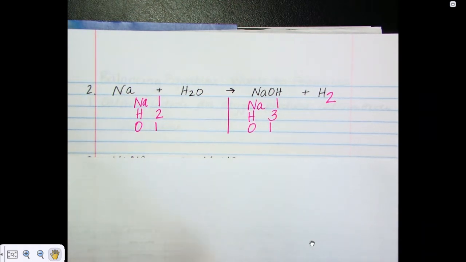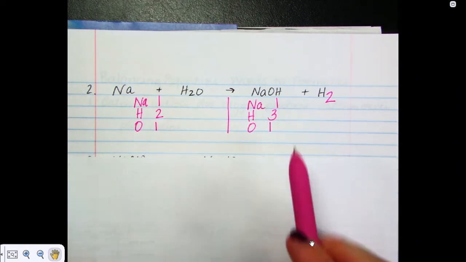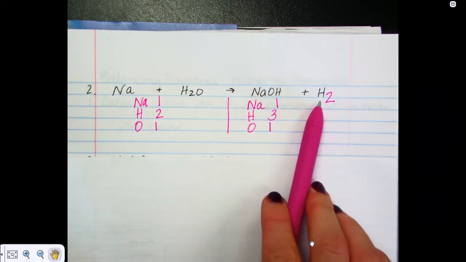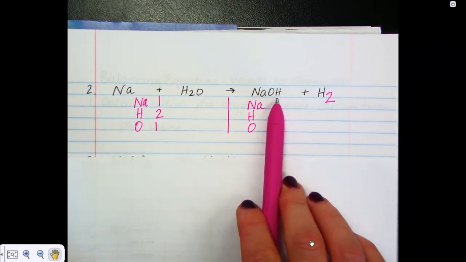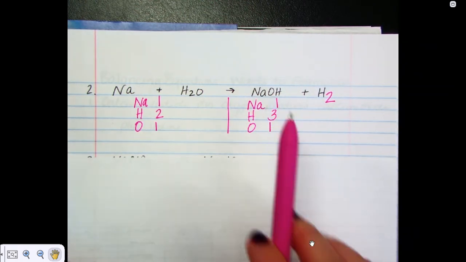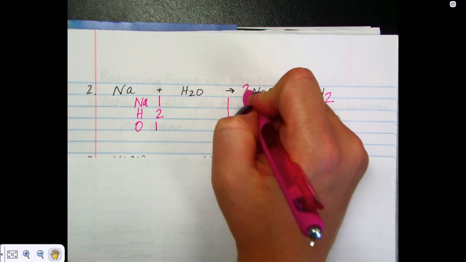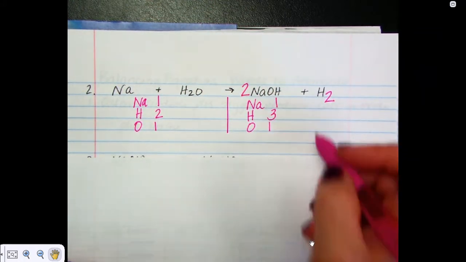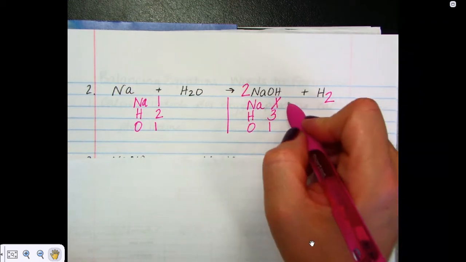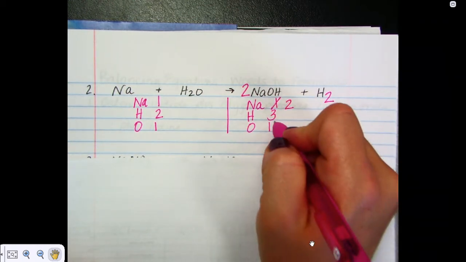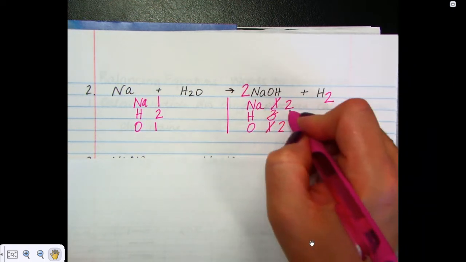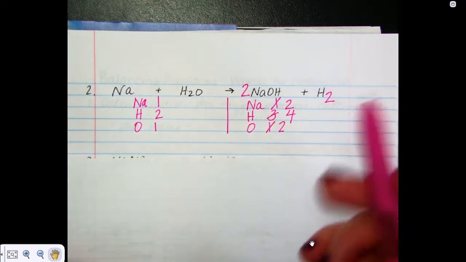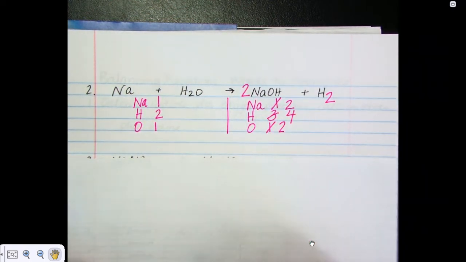The easiest thing to do when I have an odd-even problem is to make the odd side even. Well, when I look at this, notice that I have 2 here and 1 here. So it's really this 1 that's causing this to be odd. But if I put a 2 coefficient in front, that's going to change my sodium to 2, my oxygen to 2, and now I have 2 plus 2 is 4 hydrogen. That's going to make it a lot easier to work with on the other side.